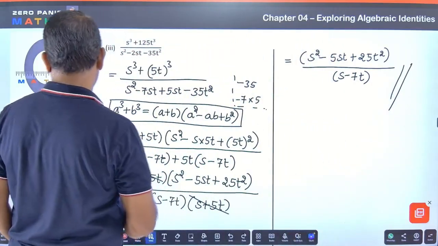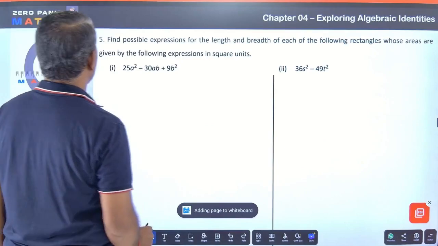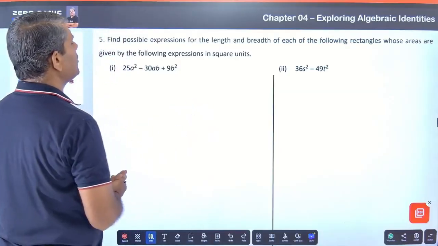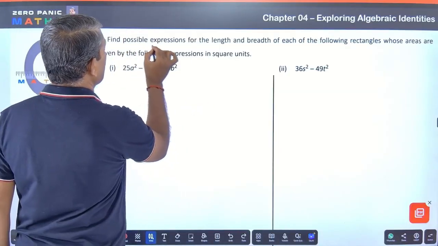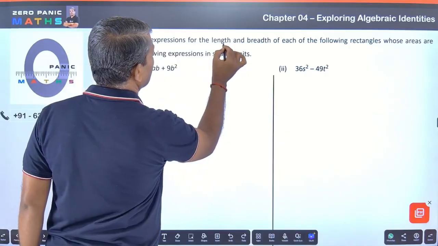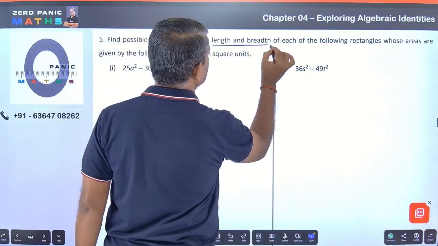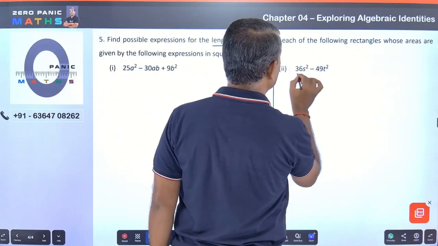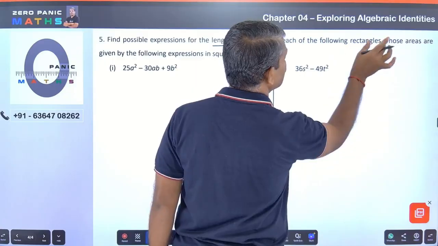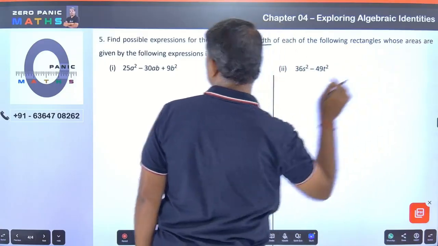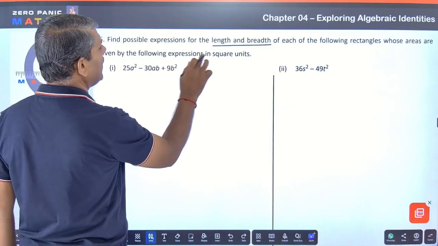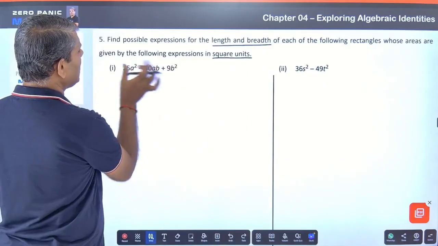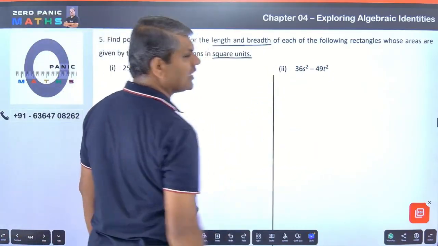Let us quickly move to the next problem. The fifth one is some description of the problem given. Find the possible expressions for the length and breadth of each of the following rectangles. Rectangles whose areas are given by the following expressions in square units. So these are the areas of the rectangles given.